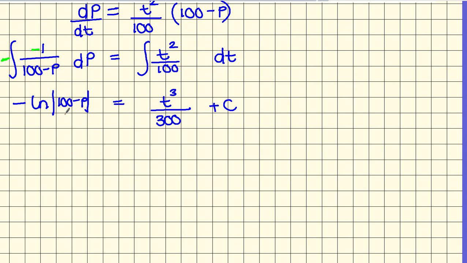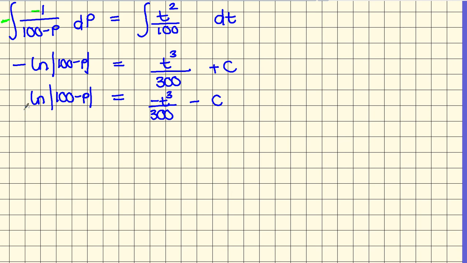We need to rearrange to get that letter p by itself. Okay, so before I can take exponentials on both sides, I need to get rid of this negative sign, because otherwise the exponentials will not cancel off. So I'm going to multiply both sides by negative 1. So it's ln of the modulus of 100 minus p equals, if you times all this by a negative sign, you just get negative t cubed over 300 minus c.